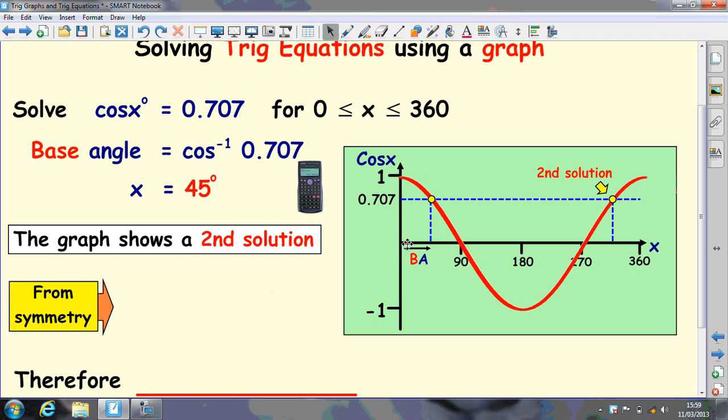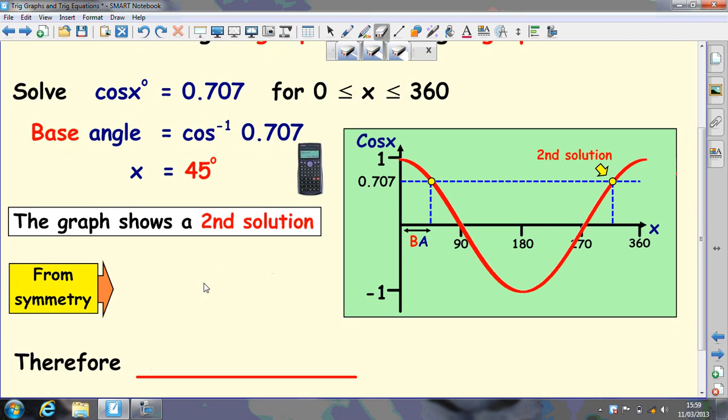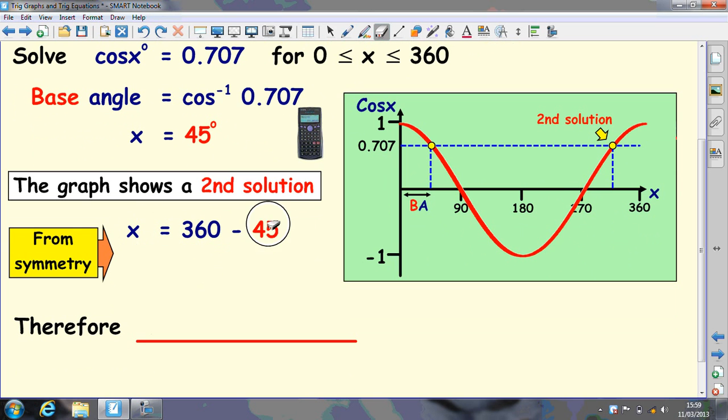Again, from symmetry, this 45 degrees here is the same as this part at the end. So if you go back 45 from 360, you'll get the second solution here. And that's exactly what we do. 360 take away 45 gives you 315. Therefore, the two solutions are 45 or 315 that give you a value of 0.707.